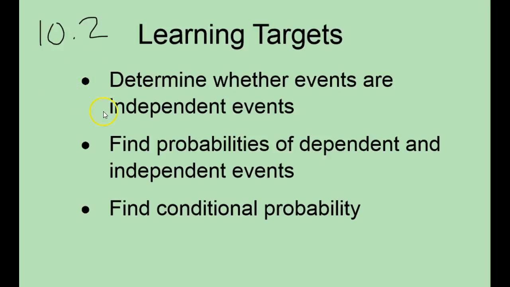So once we figure out if our events are dependent or independent, now I can do the second learning target, which is finding those probabilities. So then I was able to finally find some conditional probability. So now that we've looked at these learning targets, go ahead and start working on your homework for 10.2.